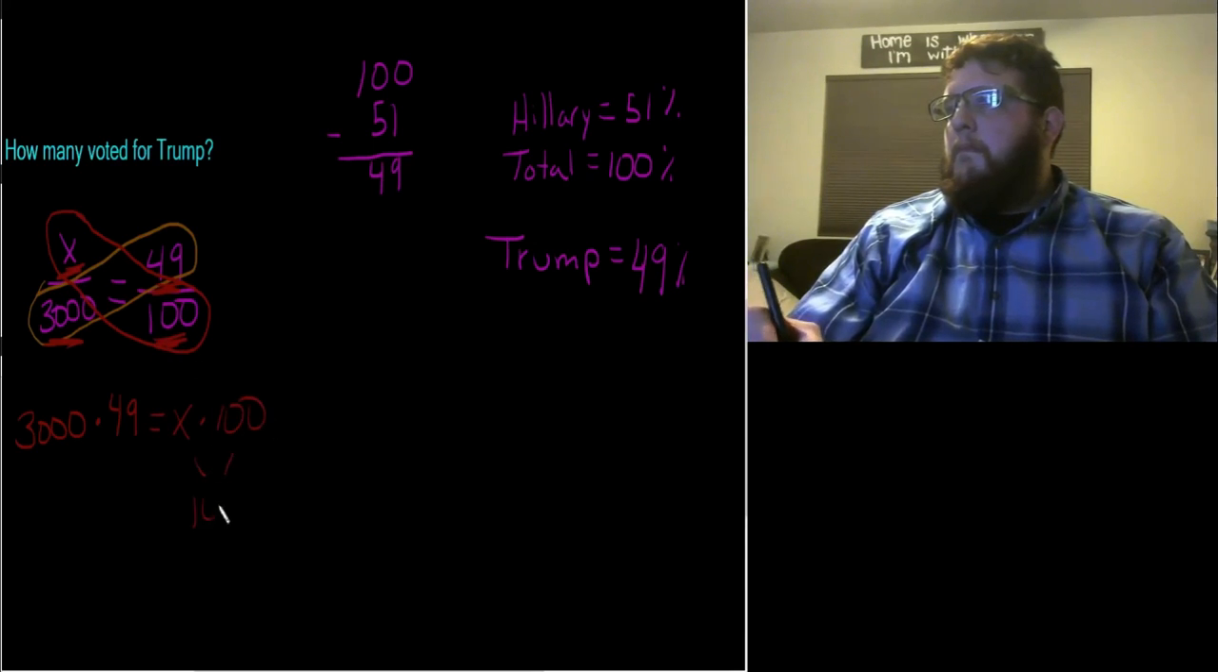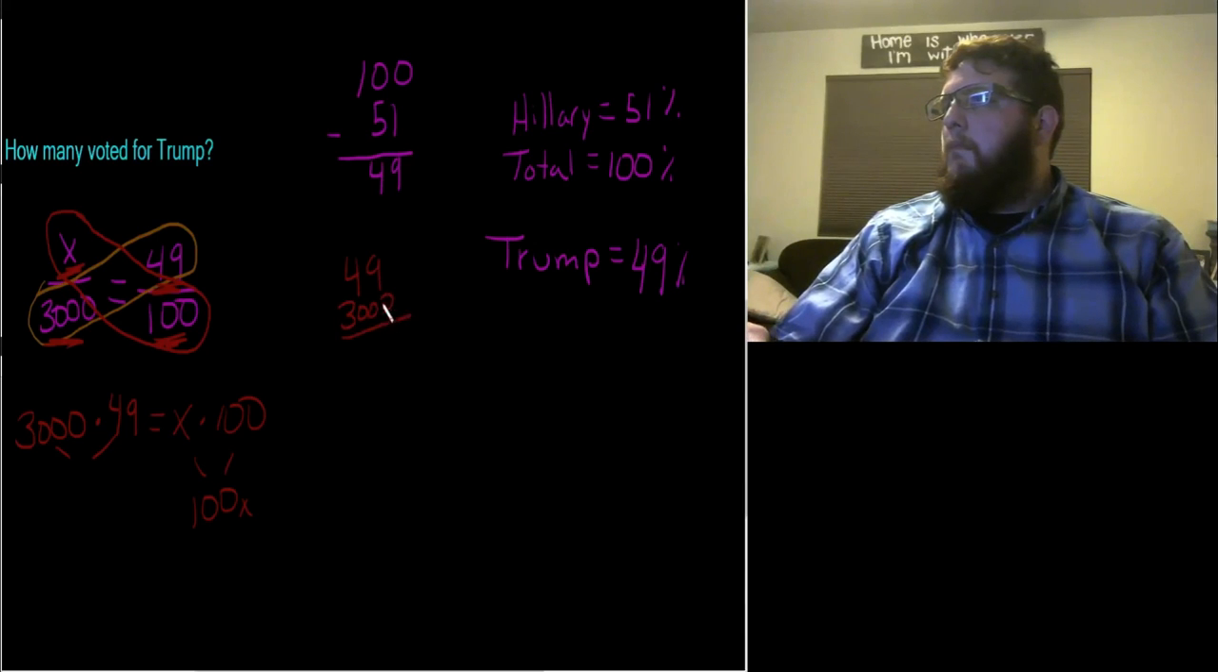So we'll set our two wings equal to each other, or the products of them. We have 3,000 times 49 equals x times 100. X times 100 equals 100x. 3,000 multiplied by 49, well, I'm not quite sure what that is off the top of my head, but I can go ahead and write it out.